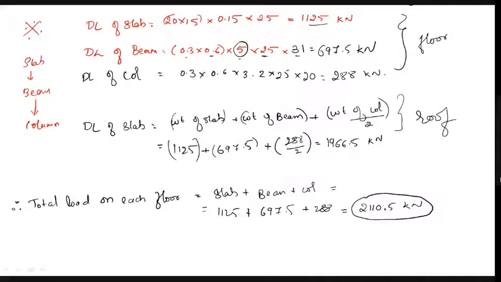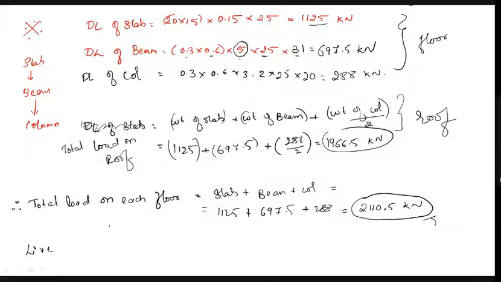Just remember the total load on each floor. How much is it? 2110.5 kilonewton. And the total load on roof, how much is it? It is 1966.5. Okay, now we are left with the live loads. We have finished with the dead loads.